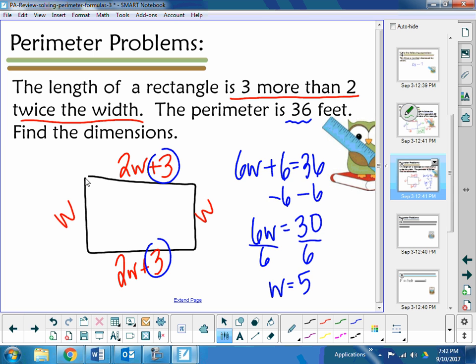Plug it back in. So I know my width is 5. My length is going to be 2 times 5 plus 3. So 10 plus 3 is 13. My dimensions are 5 by 13.